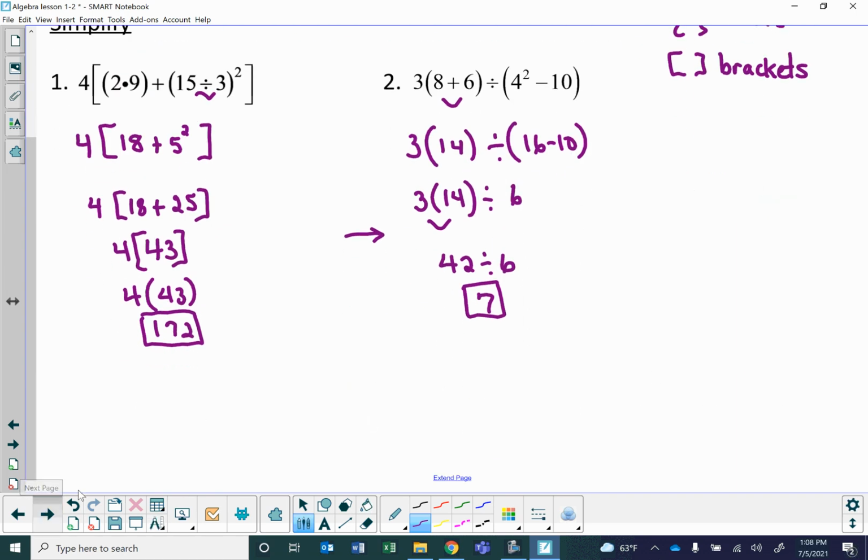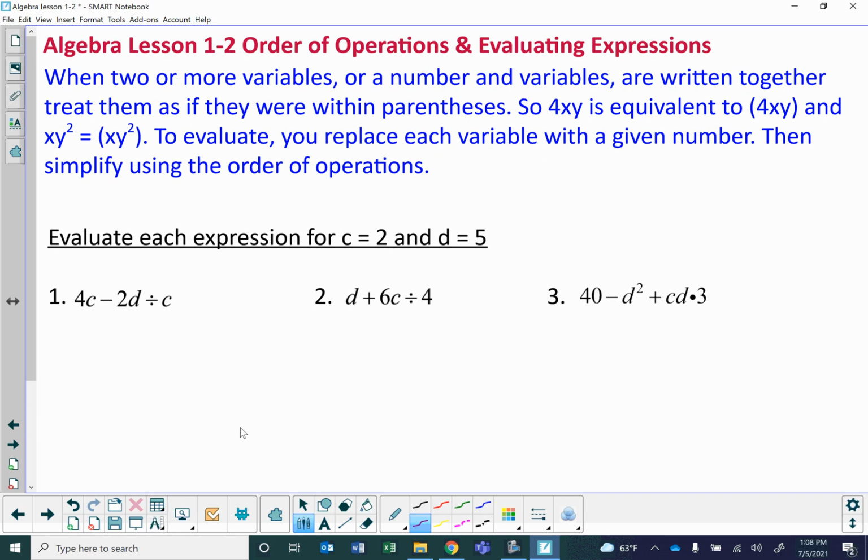So that people don't mess up and kill someone. All right, when two or more variables or a number and a variable are written together, treat them as if they were written in parentheses. So for example, 4xy is equivalent to parentheses 4xy end parentheses, and xy squared is equivalent to parentheses xy squared quantity end parentheses. To evaluate, you replace each variable with a given number, then simplify using the order of operations.